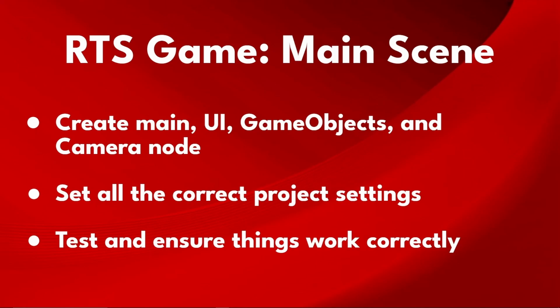Alright, in this section, we're going to create the main scene. We're going to start off by adding a couple nodes to our scene, such as a node for the main node, the UI, the game objects, and the camera. Then we're going to go ahead and set all the correct project settings. Last but not least, we're going to test and ensure things are working correctly. Let's go ahead and jump right in.